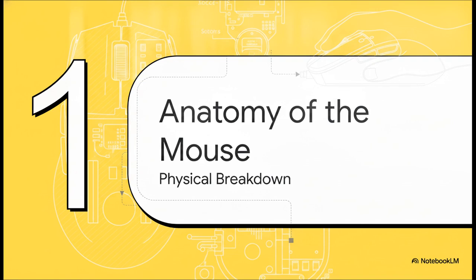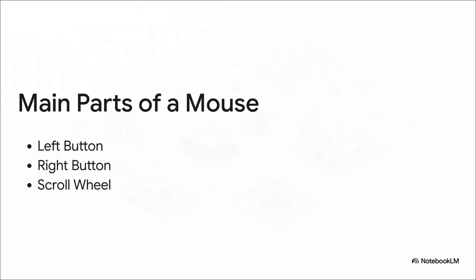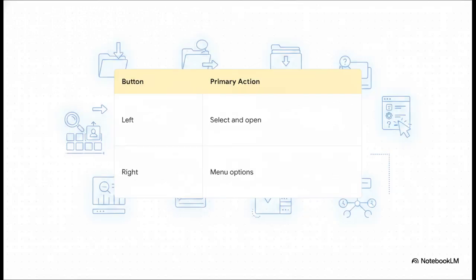Section 1. Anatomy of the mouse. Okay, so looking at the top of a standard mouse, you're basically interacting with three main parts: the left button, the right button, and the scroll wheel. This trio makes up the primary user interface, and it divides up our daily digital tasks with just incredible efficiency. The way these split the work is actually pretty brilliant when you think about it.